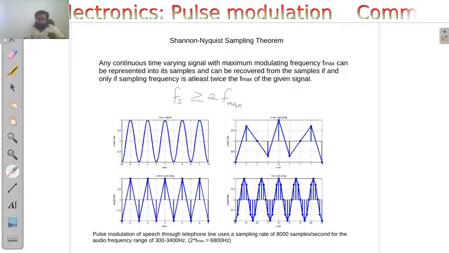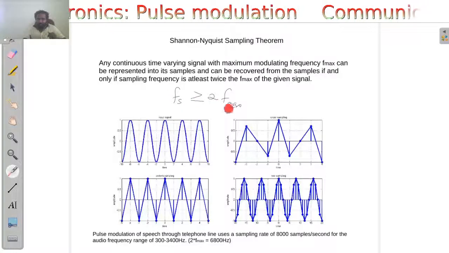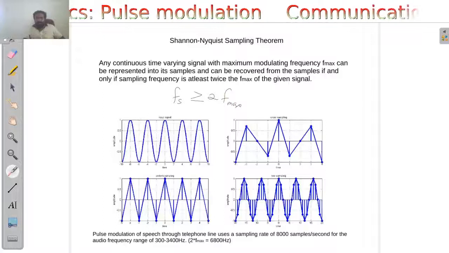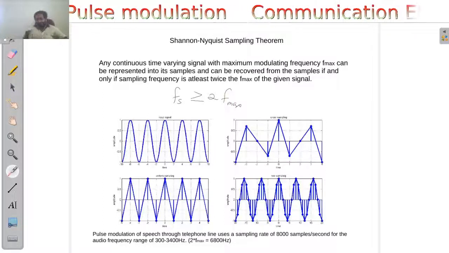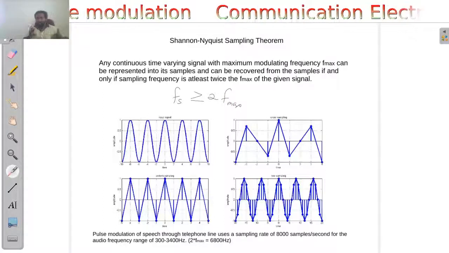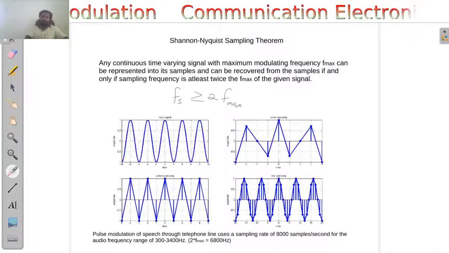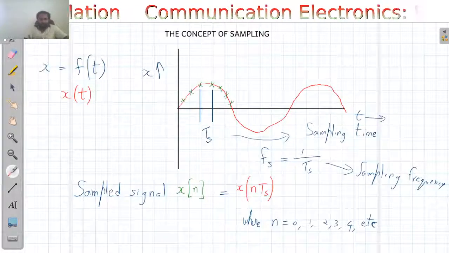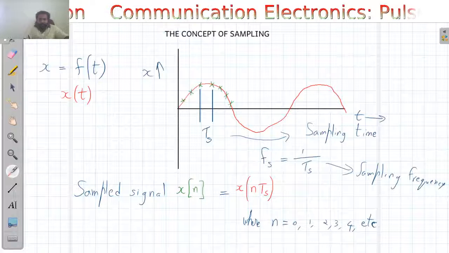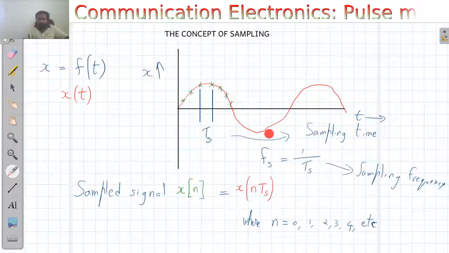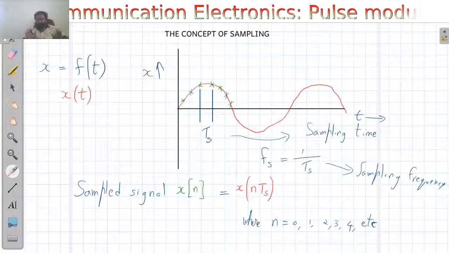So the equation will be Fs equal to 2 times the maximum frequency. That represents the lowest limit at which you can sample a signal. In this case, it will be like one sample in the upper cycle, one sample in the lower cycle. That is the lowest possible sampling.